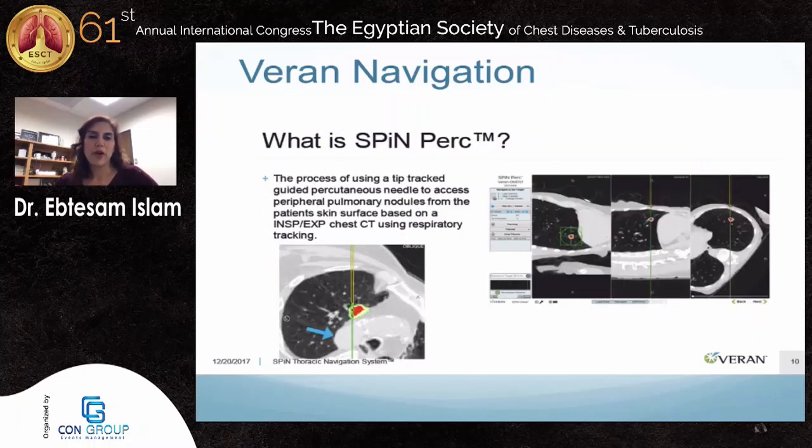Now, the Spin Perc, this is the tip-tracked guided percutaneous needle to access peripheral pulmonary nodules. So again, you would map your target. So let's say target 1, and instead of going endobronchially, or if it's difficult to go endobronchially or just not feasible, the idea is that you would come from outside to inside to biopsy the nodule of interest.